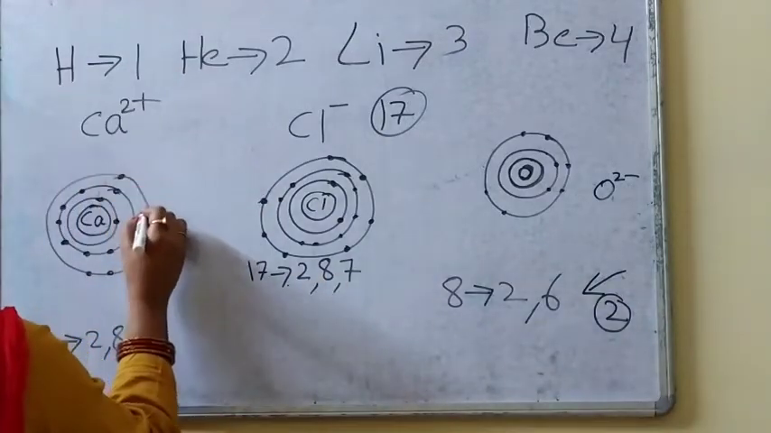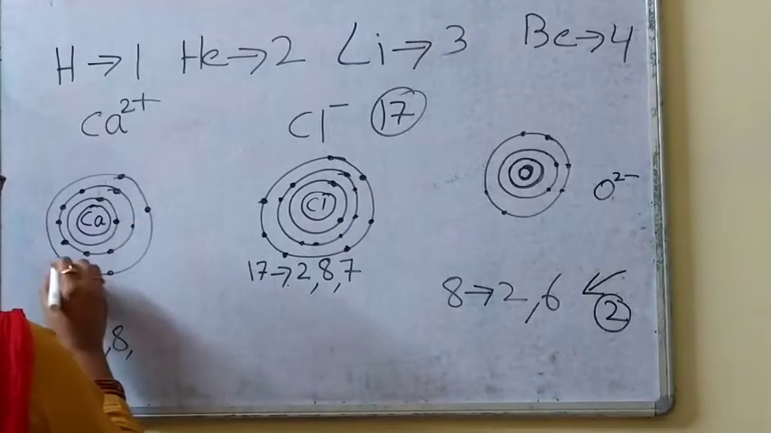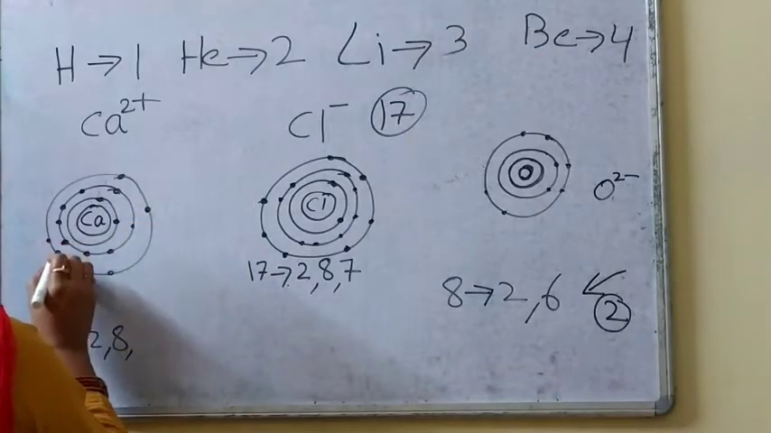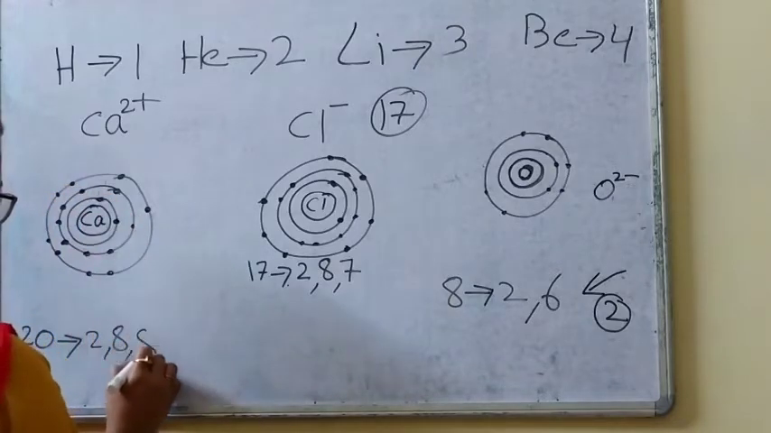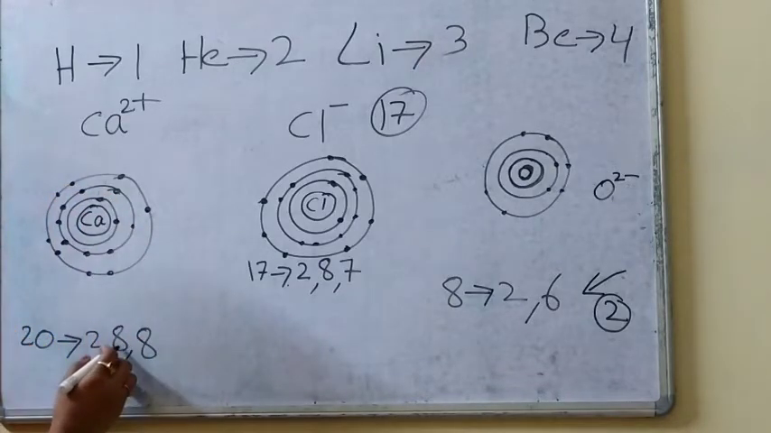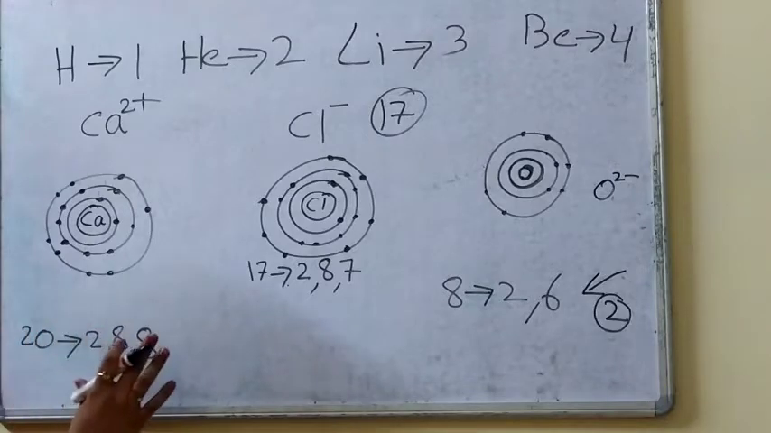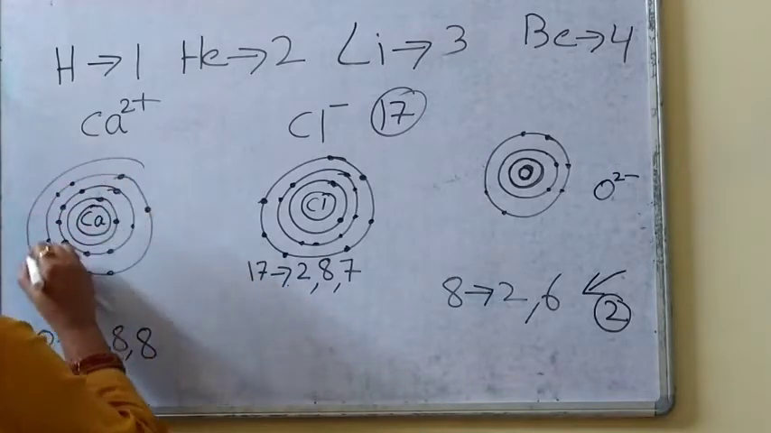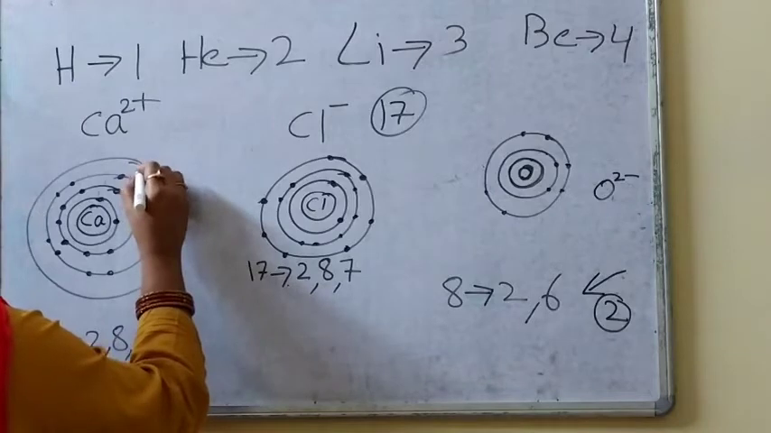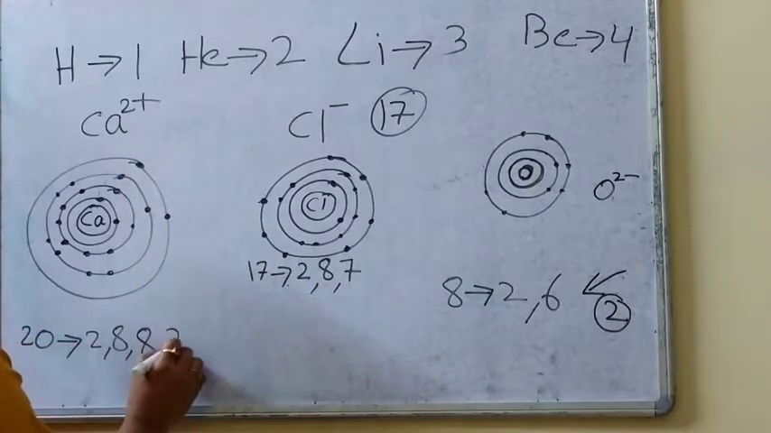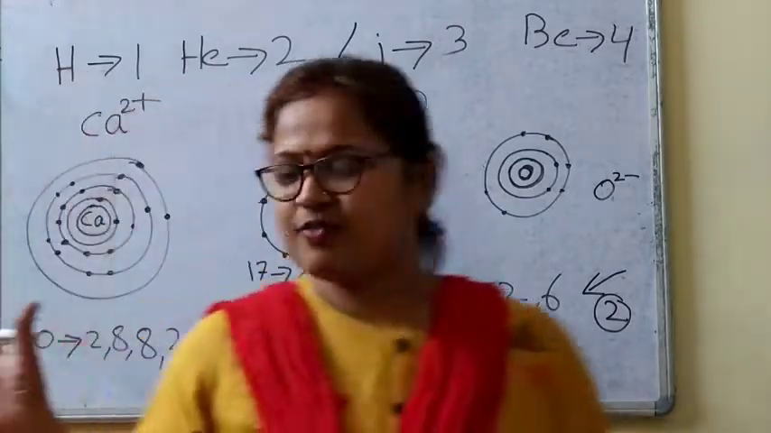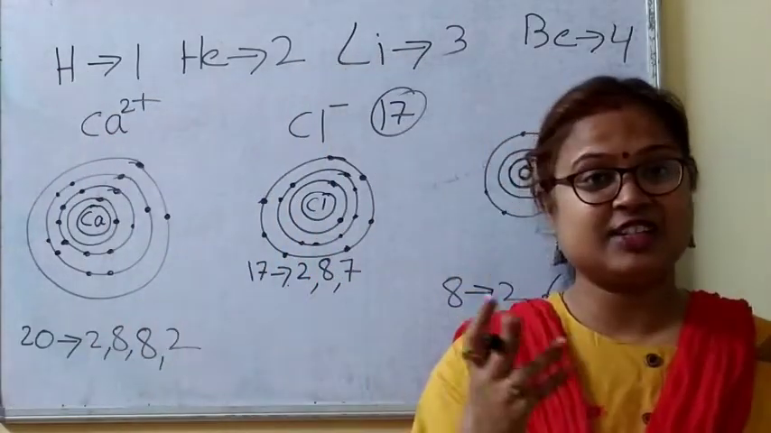So 1, 2, 3, 4, 5, 6, 7, 8 electrons. How many? 8 and 8, 16, 17, 18. How much left? 2 electrons. Means in the outermost orbit, how many? 2 electrons. Clear? Now it is very clear. 2 electrons.